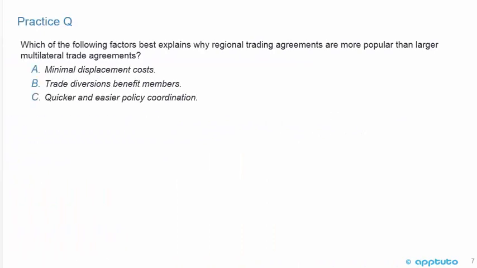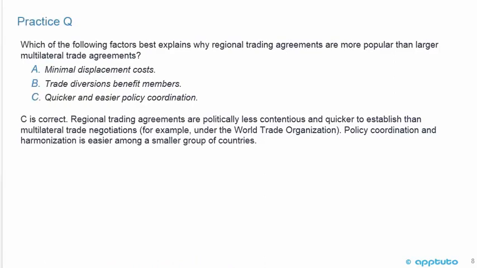And one last practice question to finish this LOS. Which of the following factors best explains why regional trading agreements are more popular than larger multilateral trade agreements? A, minimal displacement costs. B, trade diversions benefit members. Or C, it's quicker and easier policy coordination. Nice, easy question to end on. I think that was pretty obvious.